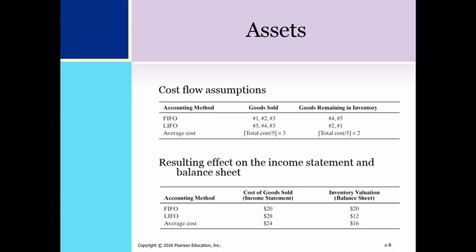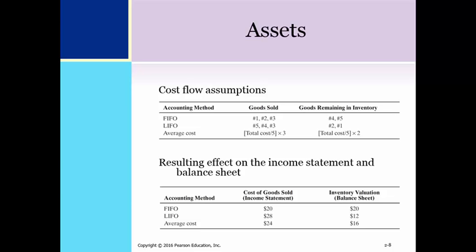LIFO, on the other hand, assumes that the 3 units sold would be the last 3 units, which cost $11, $9, and $8, for a total of $28. The ending inventory of LIFO would consist of the first 2 units, which cost $5 and $7, for a total of $12.